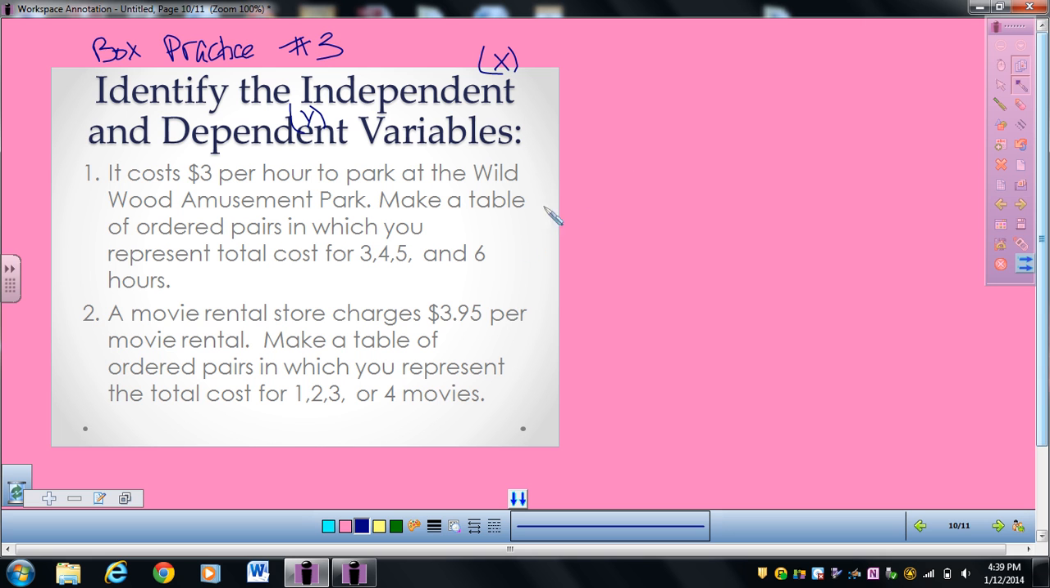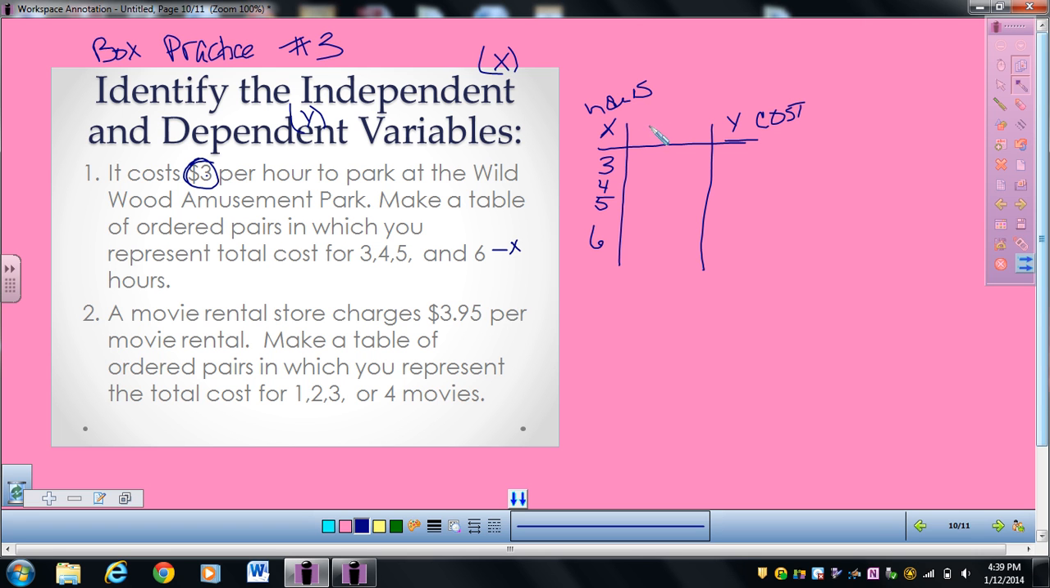Well, 3, 4, 5, and 6 hours, we know that those are our x values. Because if we did a table, we would put the number of hours over here, 3, 4, 5, and 6, because the number of hours makes a difference on what we pay. If we only go for 1 hour, we only pay $3. If we go for 2 hours, we pay $6. This amount changes. So you know your cost is going to be over here. It's going to be y, right?